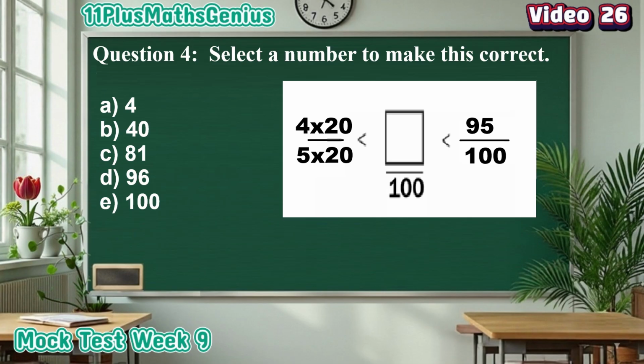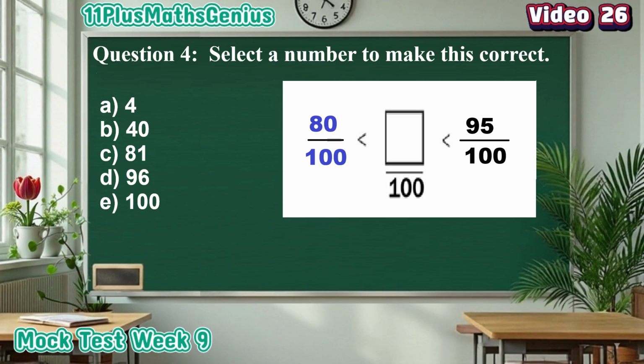So for our left fraction, four fifths, we'll make it into hundredths. So we multiply both the numerator and the denominator by 20. Now, 4 times 20 is 80, and 5 times 20 is 100. So we get 80 over 100. Now, as for 0.95, we can easily tell that it's equivalent to 95 over 100.